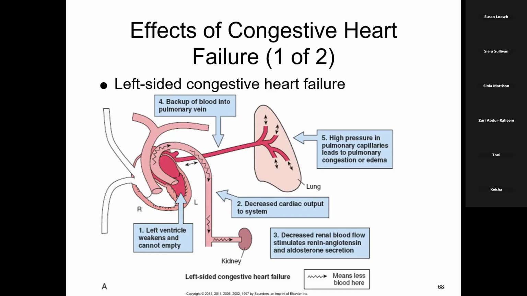The normal volume of blood returning from the lungs cannot enter the left side of the heart. This causes congestion in pulmonary circulation, increased capillary pressure, which leads to pulmonary edema. Fluid is forced into the alveoli. This is called left-sided heart failure.